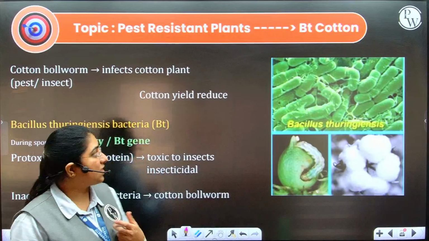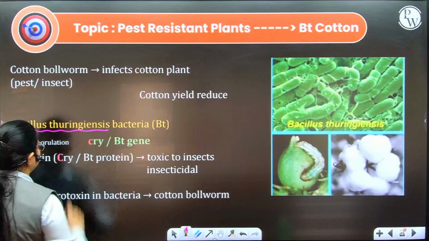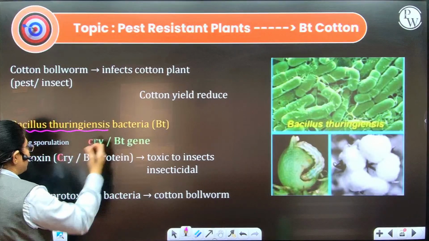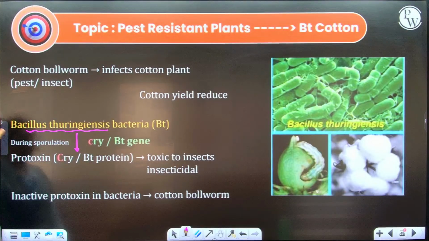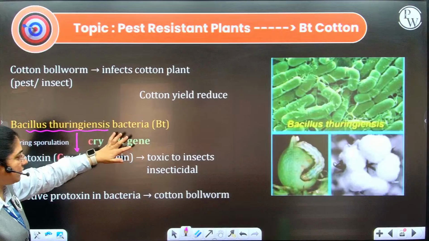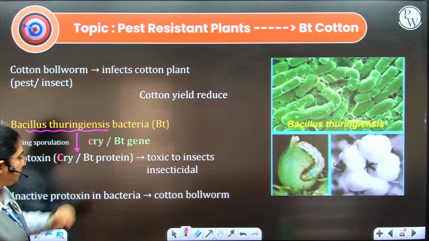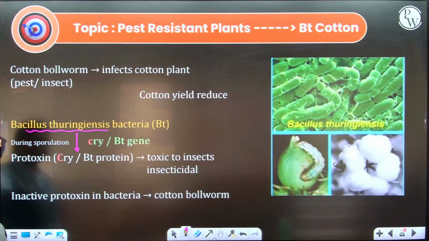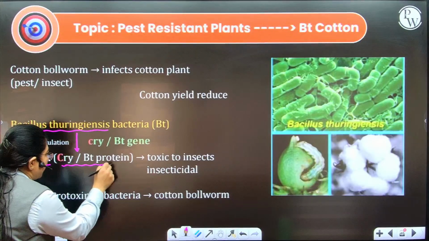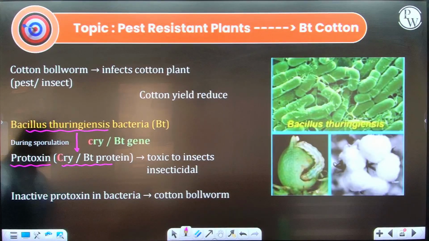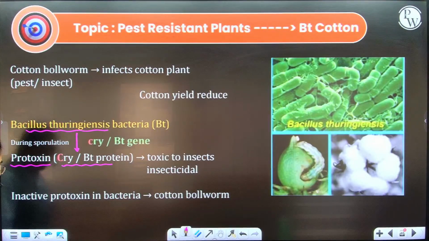They did research and found out that that part had a bacterium called Bacillus thuringiensis. During one of its processes of spore formation, that is sporulation, Bacillus thuringiensis has a gene in itself, the cry gene or BT gene. During sporulation, this cry gene produces a toxin in an inactive form called prototoxin, the cry prototoxin, cry protein or BT protein. This protein is highly toxic to insects and acts as an insecticide.